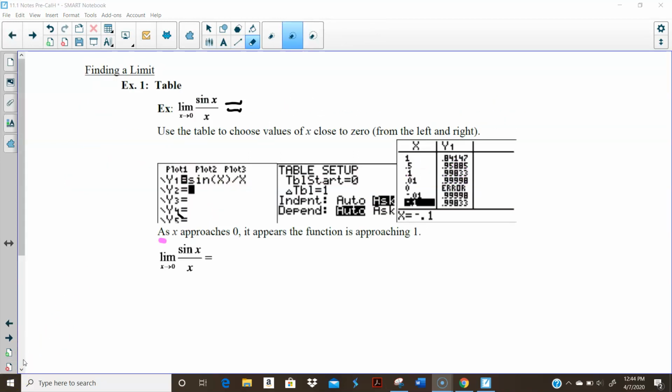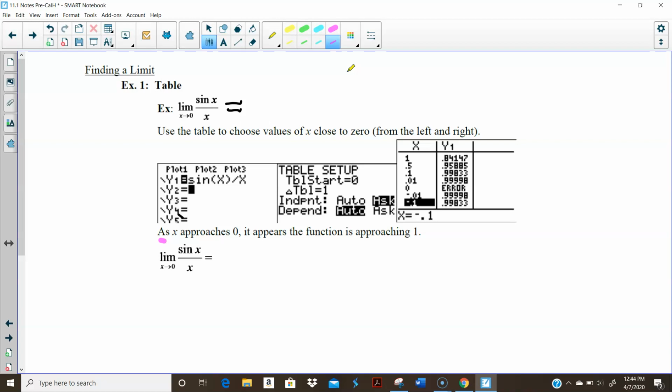In this example, we're going to use the table to find the limit as x approaches 0 of sine x over x. In order to do that, if you wanted to graph that on your graphing calculator, all you would need to do is go to y equals, put in sine x divided by x, go to window, make sure that you're in radian mode, and then you can change your window to negative 2 pi to 2 pi, count by pi over 2, and your y values negative 2 to 2.